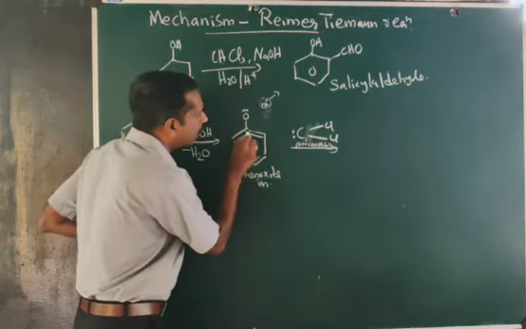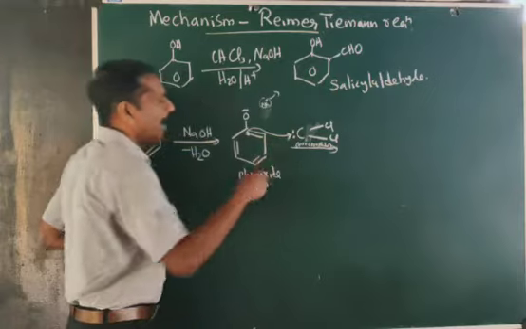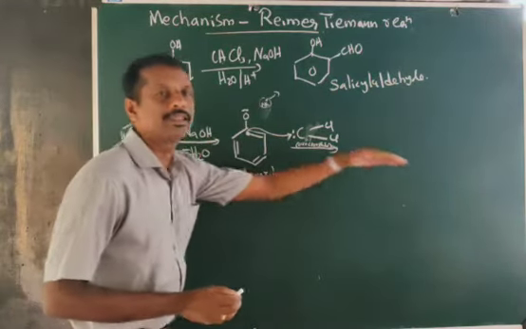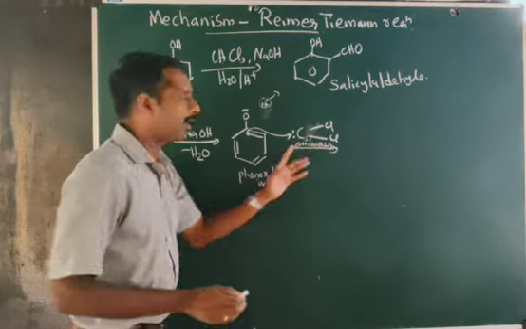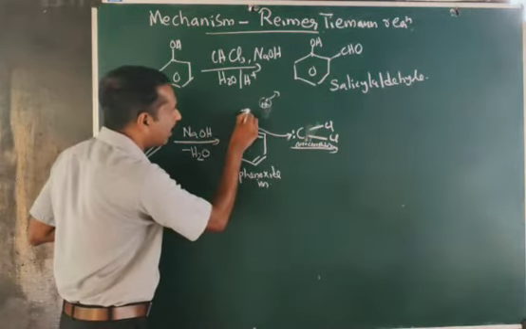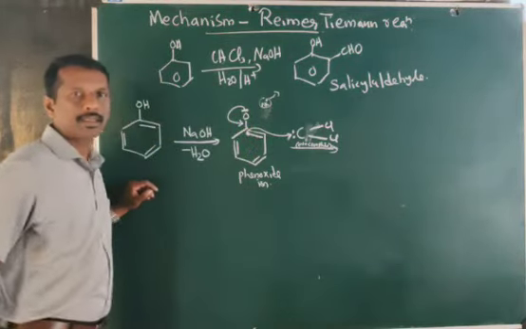So this pair of electrons, this pi bond, breaks from this carbon and makes a bond with the carbon. This pair of electrons will be migrated to the carbene. At the same time, what will happen? O minus means it's a pair of electrons. This will be shifted to here.